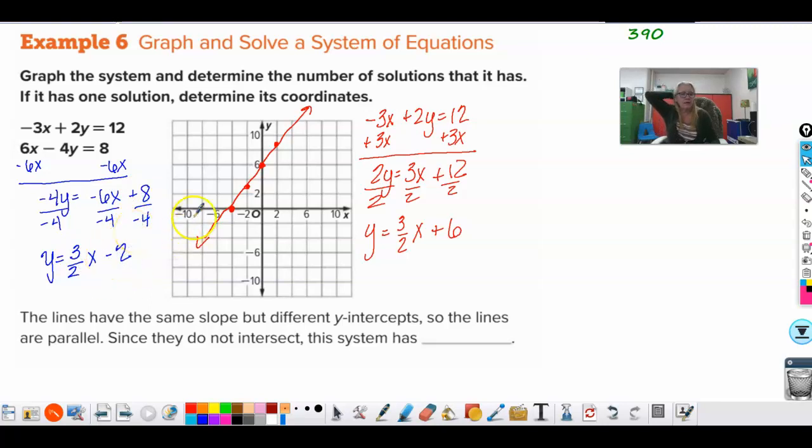Okay. Uh-oh, I see what's going on here. This one has a y-intercept of minus 2, but it has the exact same slope. So up 3, right 2, up 3, right 2, and so on. You see what's going on here? These lines are parallel. The lines have the same slope but different y-intercepts, so the lines are parallel. Since they do not intersect, this system has no solution. There is no xy point that will solve both of these equations, ever.